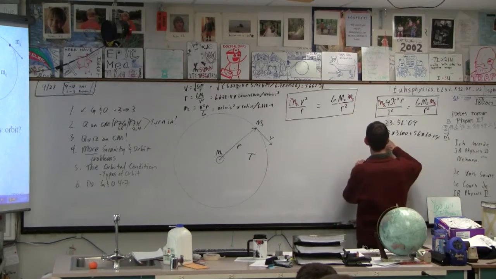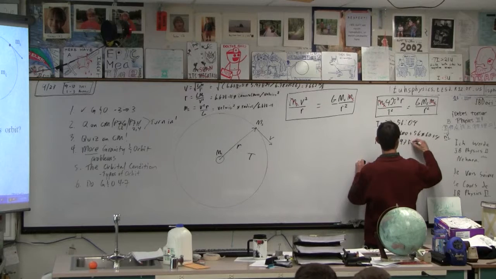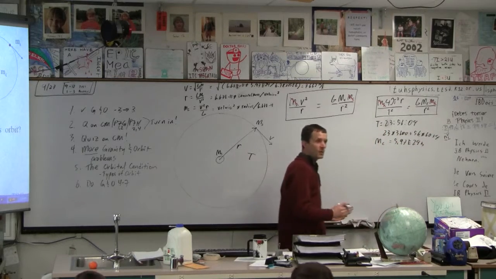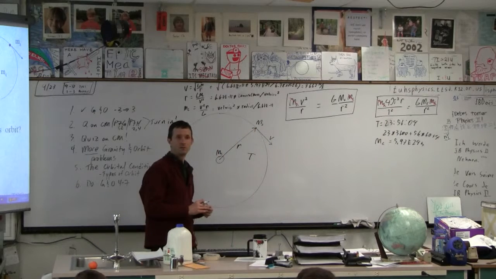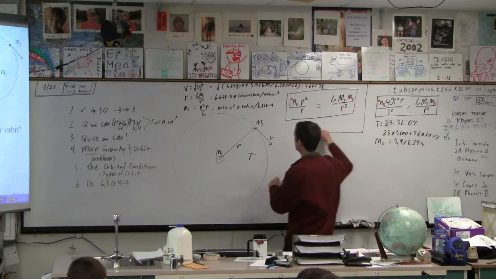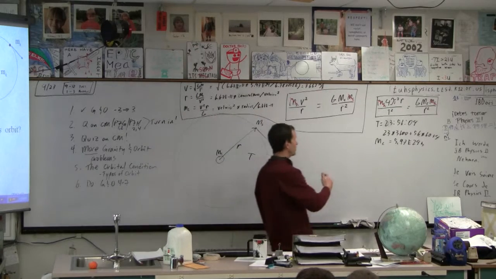Don't we know the mass is that of the Earth, right? 5.97 E24 kilograms. And that's all we need to know, isn't it? So we want to solve for r. What's our first step in all of these things? Do we cross multiply? Is that what we did the last 3 times we did this? Yeah, so let's cross multiply, right?